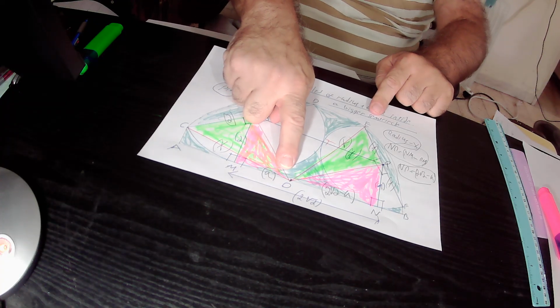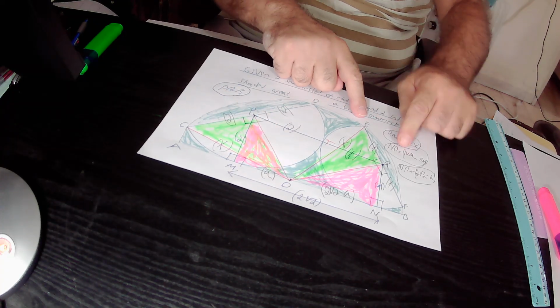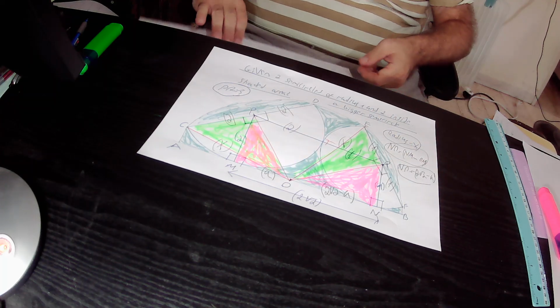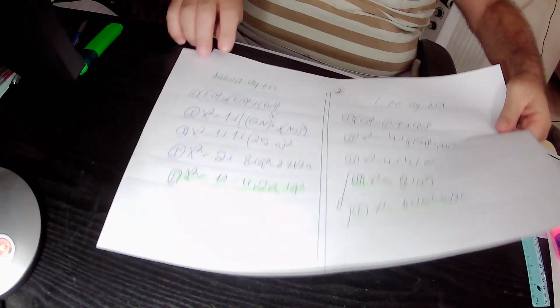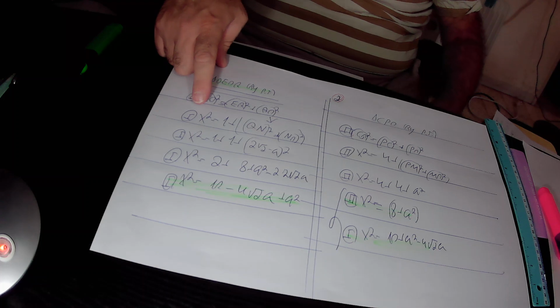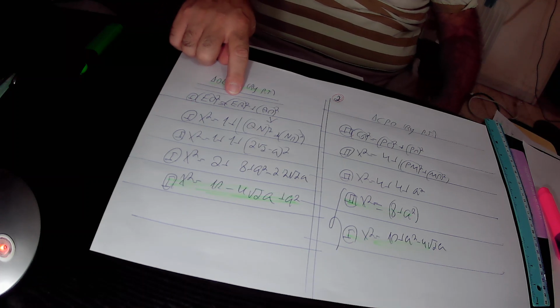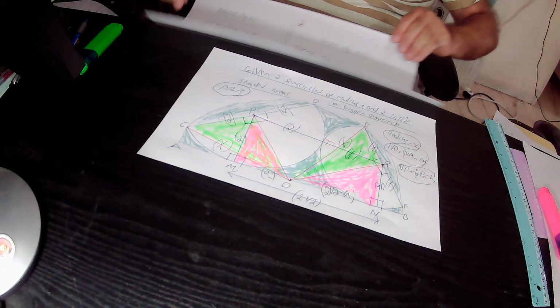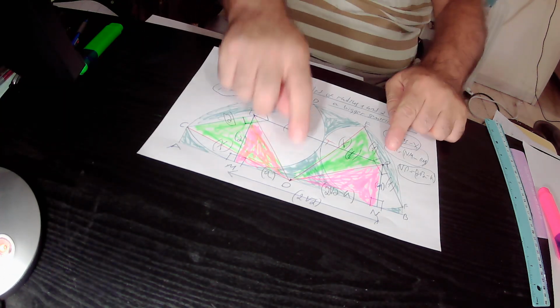EO is X, therefore EO squared is X squared, and it equals EQ squared. EQ is 1, therefore EQ squared is 1 squared, that is 1, plus QO squared. What is the value of QO squared?